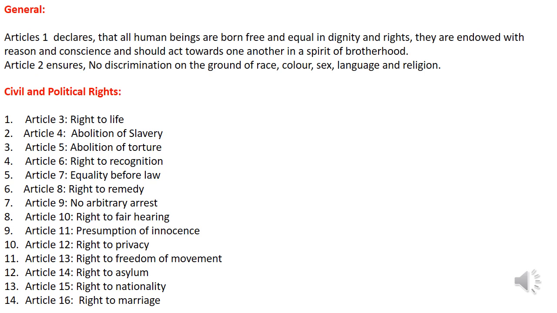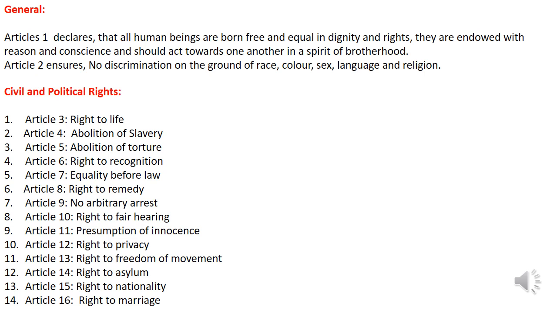The spirit of brotherhood is embodied in Article 1, which declares that all human beings are born free and equal in dignity and rights, and they are endowed with reason and conscience and should act towards one another in a spirit of brotherhood. So, Article 1 declares the spirit of brotherhood.